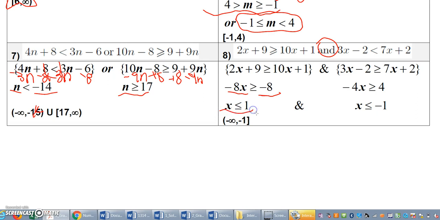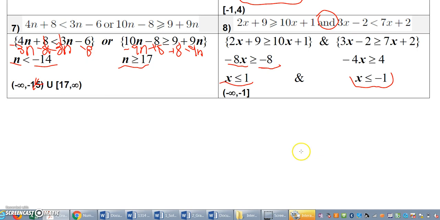Well then, the next one says 3x minus 2 is greater than or equal to 7x plus 2. So if I subtract 7x from both sides, I'll get -4x over here. And then if I add 2 to both sides, I'll get 4 over here. And then if I divide both sides by -4, the inequality flips over, and I get x is less than or equal to -1. So let's see if I got the right answer.